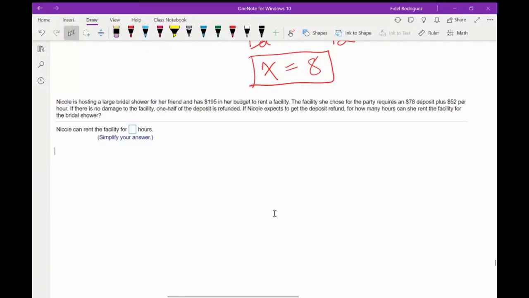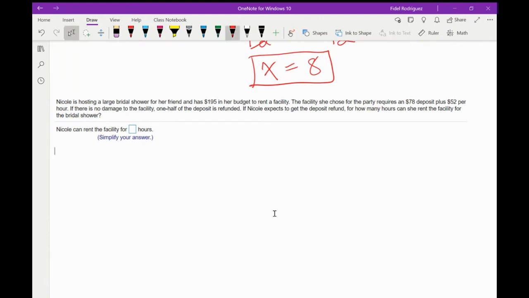Okay, so let's take a look at this last problem here out of 3.2. It says, Nicole is hosting a large bridal shower for her friend and has $195 in her budget to rent a facility. The facility she chose for the party requires a $78 deposit plus $52 per hour. If there is no damage to the facility, 1/2 of the deposit is refunded. If Nicole expects to get the deposit refund, for how many hours can she rent the facility for the bridal shower?